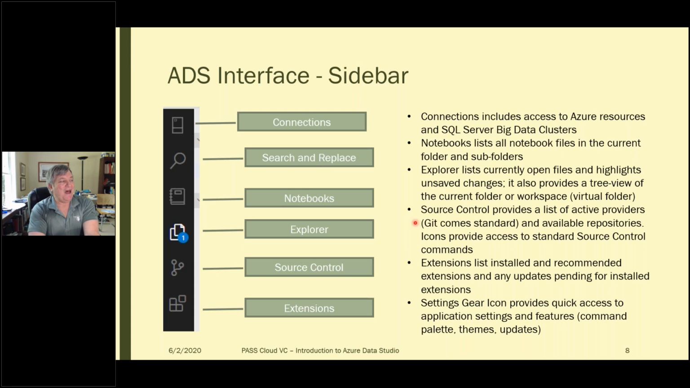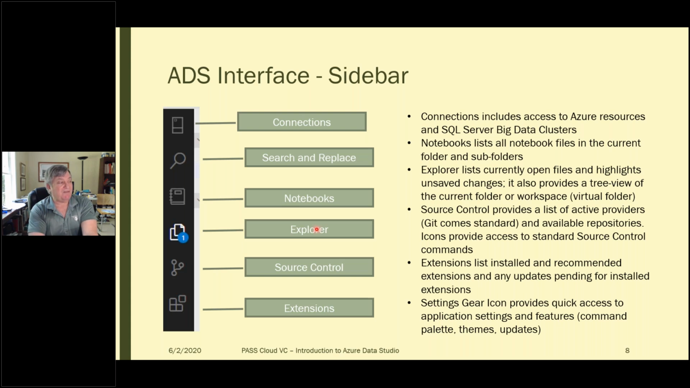The notebooks node allows you to view all of the notebooks in the current folder and subfolders, or the current workspace. Workspaces are like virtual folders. We'll see those in the demo. Explorer, first of all, shows you all of your open tabs and which ones have unsaved changes, as well as a file tree of all the files and folders in your current workspace.